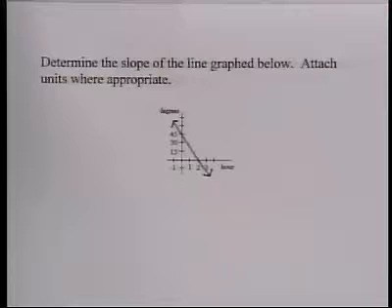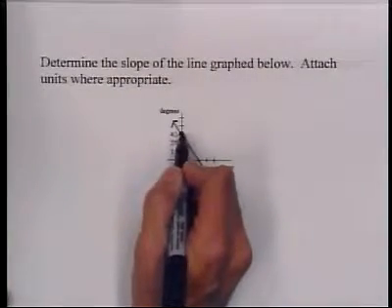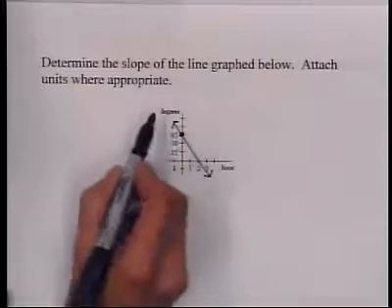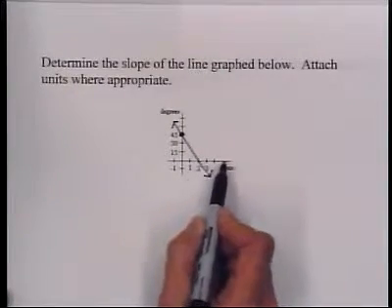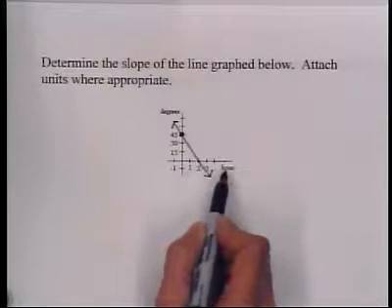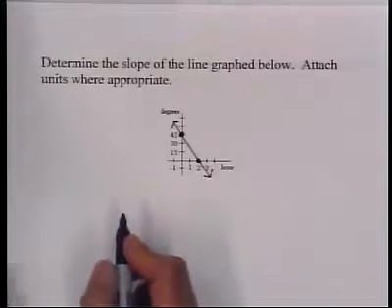Here we want to determine the slope of the line graphed below, and we want to attach units where appropriate. What we see is a line that hits its vertical axis at 45 degrees, which are the units in the vertical direction, and its horizontal axis at 2 hours. So that's the point where it hits the horizontal axis.